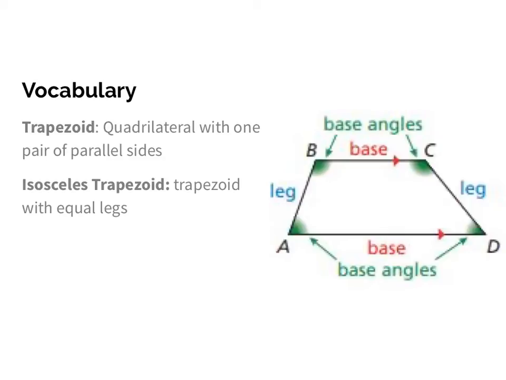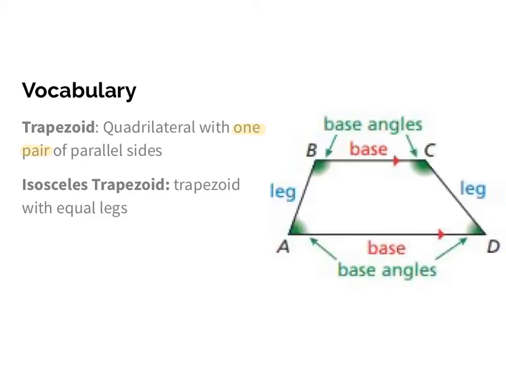However, parallelogram meant that opposite sides were always parallel to each other. And we also talked about how opposite sides were equal, opposite angles were equal. So in a trapezoid, instead of having two sets of parallel lines, we are only going to have one pair of parallel lines. So that's the big difference here between a trapezoid and a parallelogram.